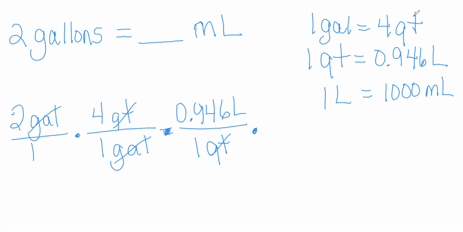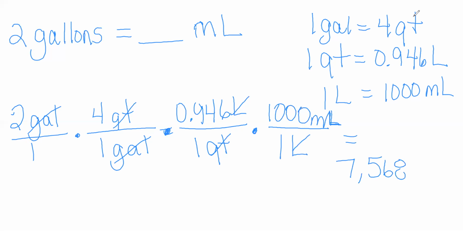And now that gets rid of our quart units. But we're still not quite where we need to be because we have liters. We need to get it down to milliliters. So again, you got liters on the top, so we need to put liters on the bottom for this next fraction so they cancel out. And we said that 1 liter is equal to 1,000 milliliters. So now it cancels out your liters. You're left with milliliters. Put that into the calculator: 2 times 4 times 0.946 times 1,000. And you're going to end up with 7,568 milliliters. So there's 7,568 milliliters in 2 gallons.